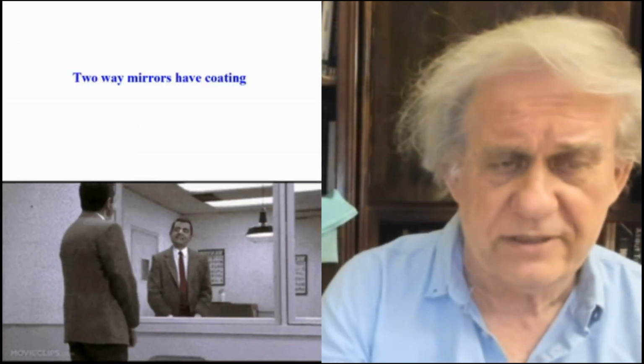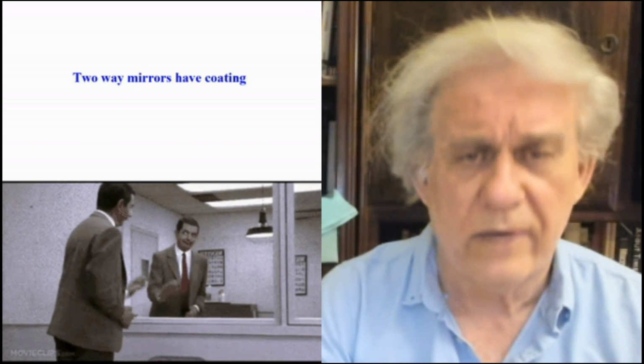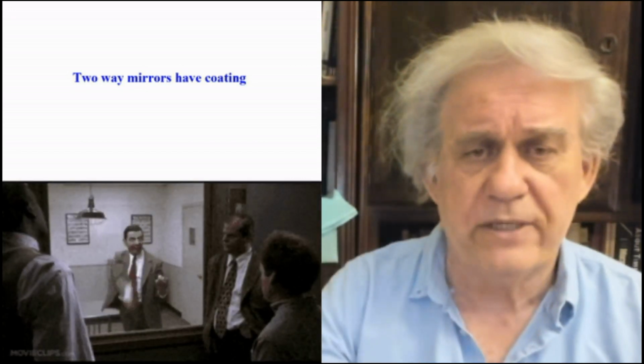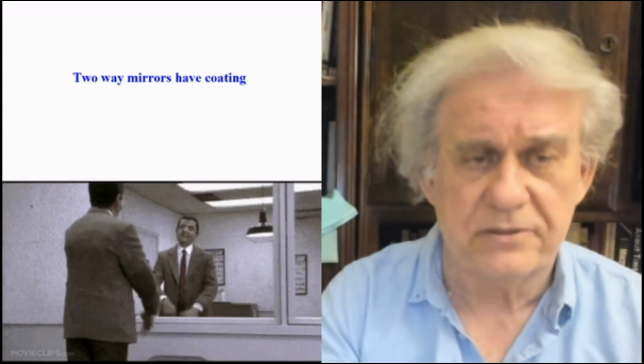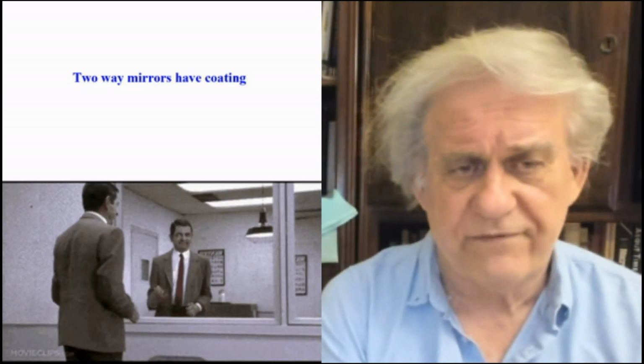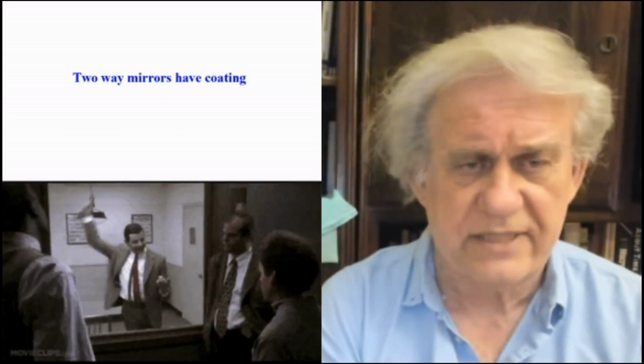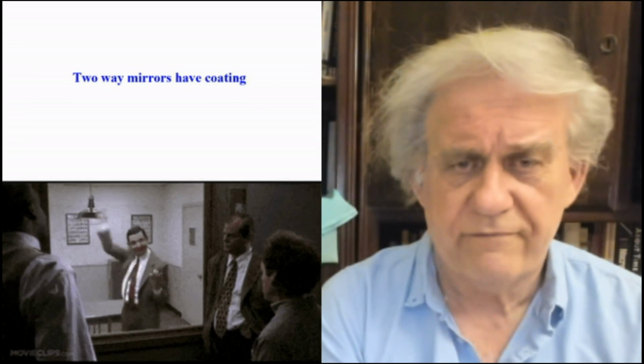Okay, another fellow says, two-way mirrors have coating. Actually, it's a one-way mirror. In one direction it's a mirror, and in the other direction it's glass. You can see through. As you can see here, Mr. Bean, he's in front there. He sees a mirror. What do the people on the other side see? Well, they see him doing all this fancy stuff.